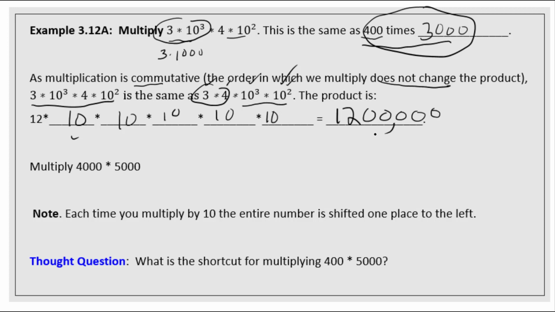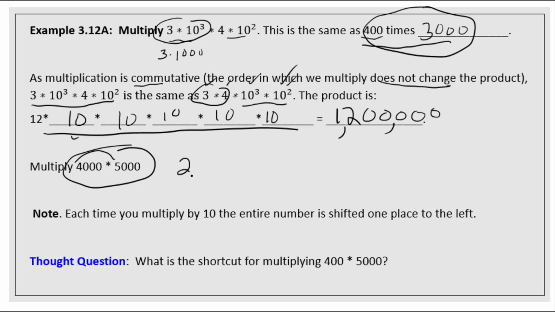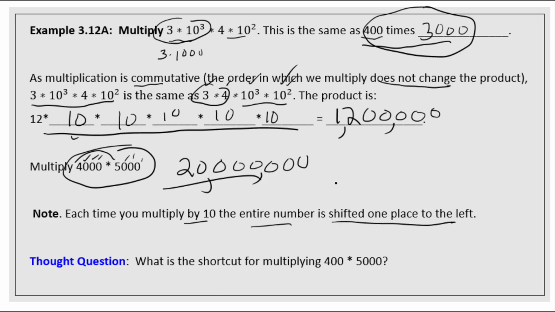Count from here, 1, 2, 3. Count from here, 1, 2, 3. So that is how it's all broken up. But an easy way of doing it is just go 4 times 5 is 20. And I've got 1, 2, 3, 4, 5, 6 zeros. And actually, it's easier to do it this way than putting it in your calculator. Each time you multiply by 10, the entire number is shifted one place to the left.